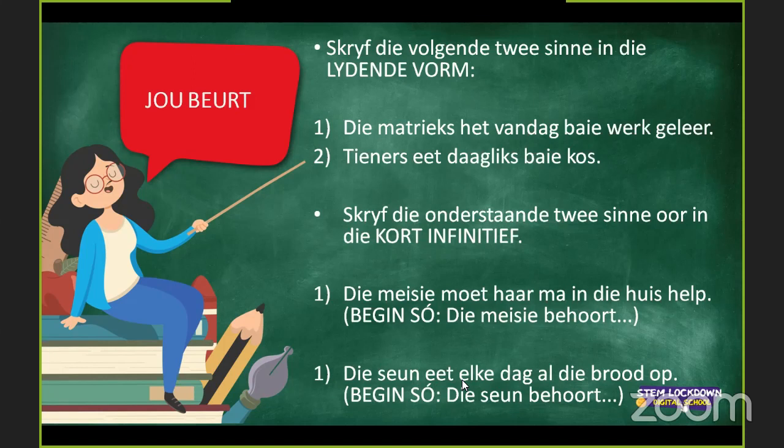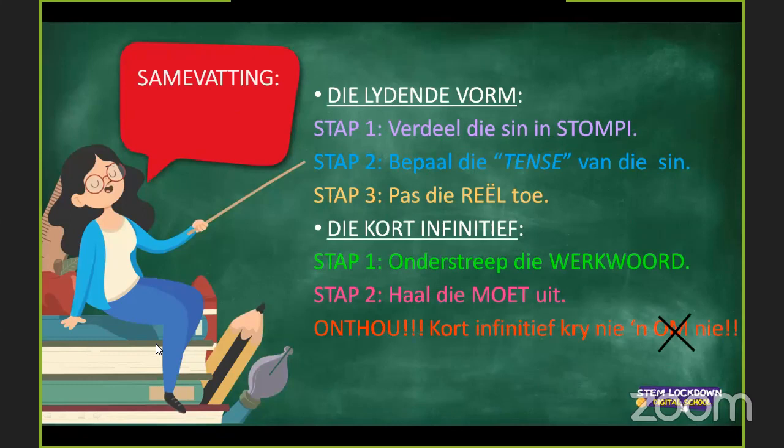Verder, wat het ons nou vandag geleer? What did we learn from today's lesson? Die volgende. Die Lydende vorm, stap 1, moet ons die sin in stompies verdeel. Okay, we have to divide our sentence into stompies. Otherwise, it is extremely difficult to attempt a Lydende vorm sentence. Right, you can't just start and just decide you don't know where everything is. You need to divide it into stompies.